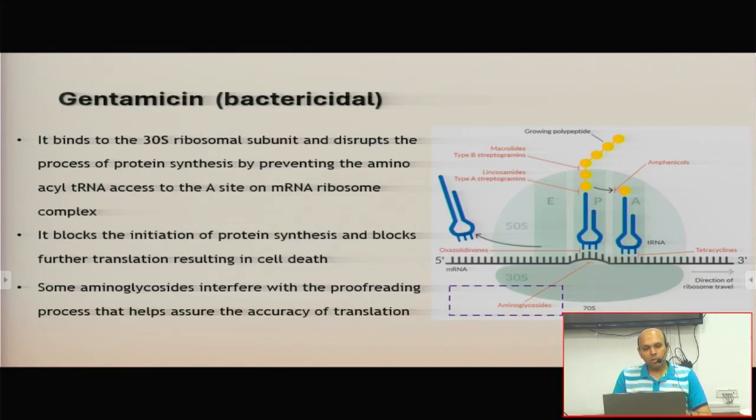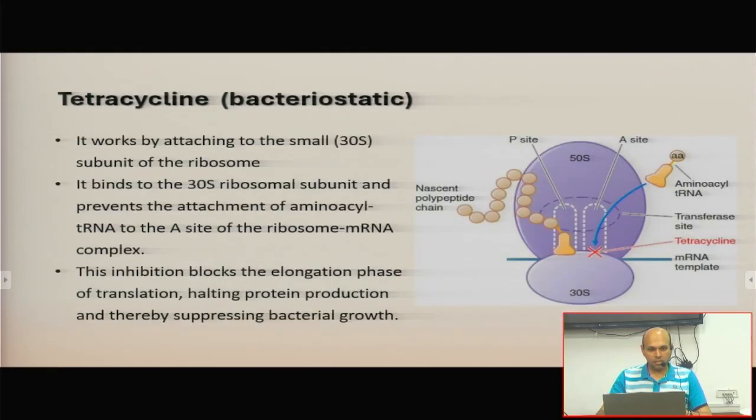Some aminoglycosides will interfere with the proofreading process that helps assure accuracy of translation. So as a result of all these issues, the activity will be seen and the cell will die as a result of that.